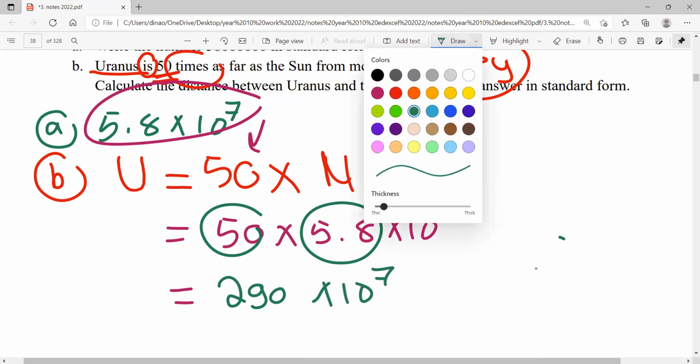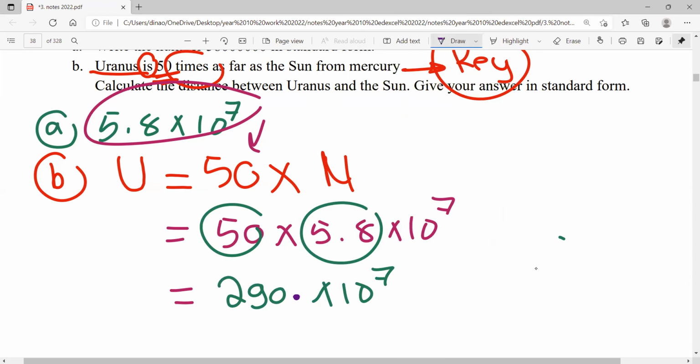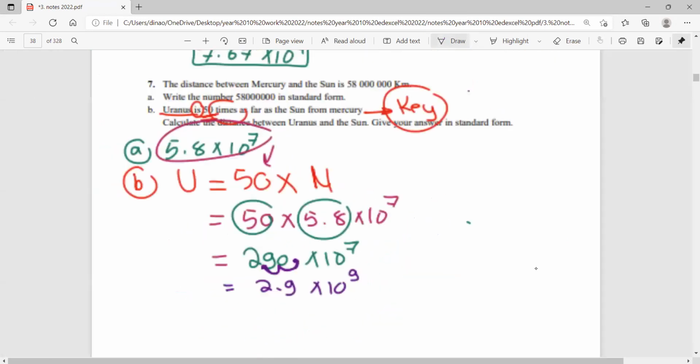Of course, this is not in standard form. Move the decimal to the left twice, so it becomes 2.9 times 10 to the power of what? Moving to the left means what do I do with the power of 10? I add, so it becomes times 10 to the power of 9. You want to check that your answer is correct on the calculator: 50 times 5.8 times 10 power 7. It will give me this answer, which is correct.